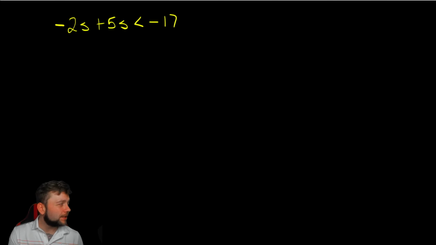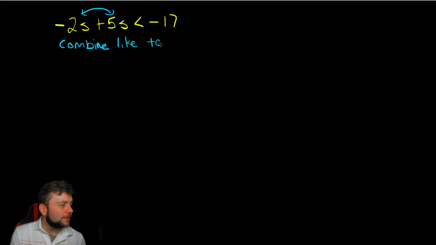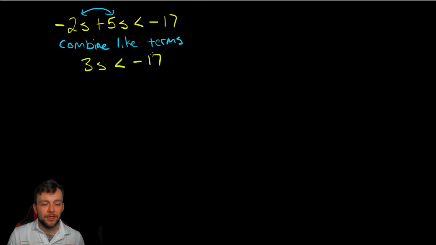-2s plus 5s, combine your like terms. So combine like terms. What is -2s plus 5s? That is 3s, and that is less than -17. Okay, so what is our end answer here, right?